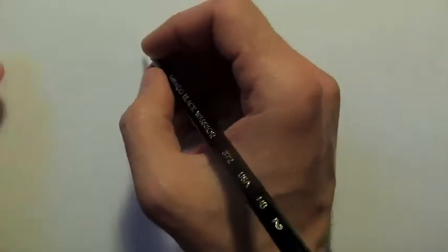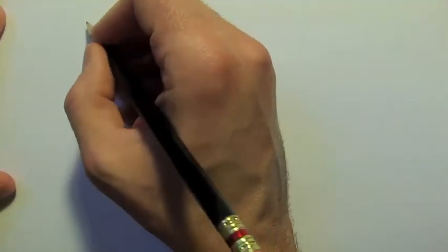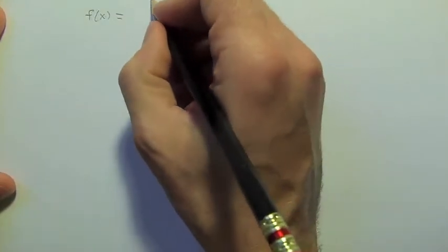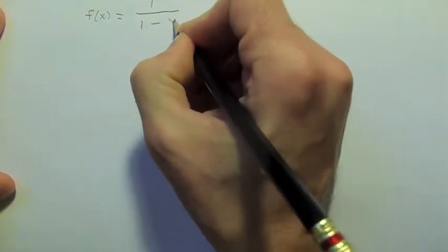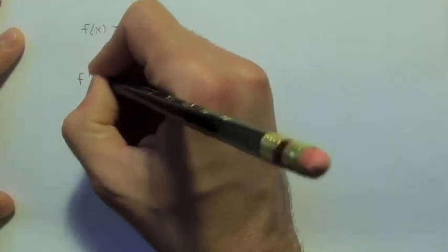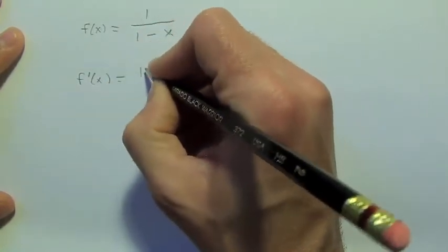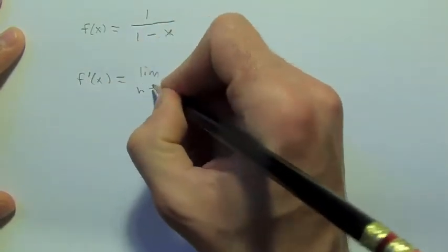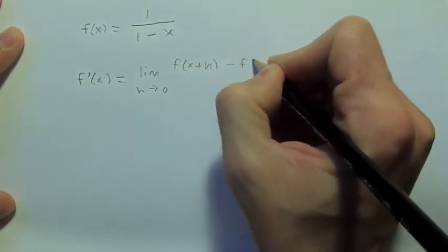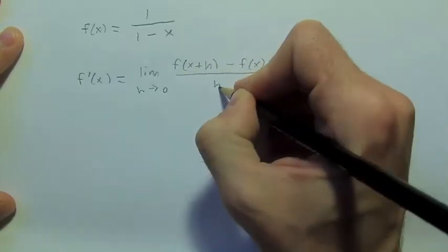Class, let's look at another example of trying to find f prime of x using the limit definition of the derivative. So let's say I have something that isn't a polynomial this time. We've done a couple of those. Let's say f of x is actually 1 over 1 minus x. And I want to find f prime of x using the limit definition. Right, the limit as h goes to 0 of f of x plus h minus f of x all over h.